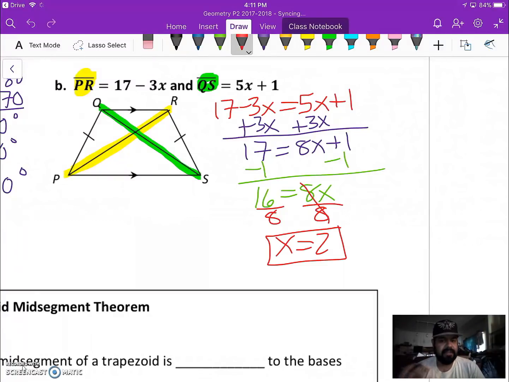Alright, so again, if you need to at any point pause the video to copy this down, or if you need to replay anything, by all means, let your sub know. But otherwise, let's go ahead and move on.